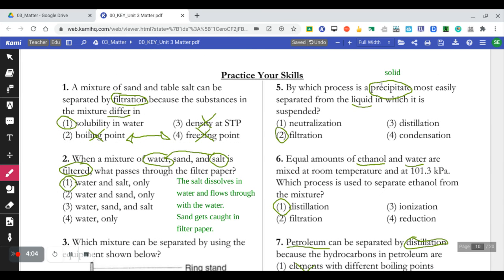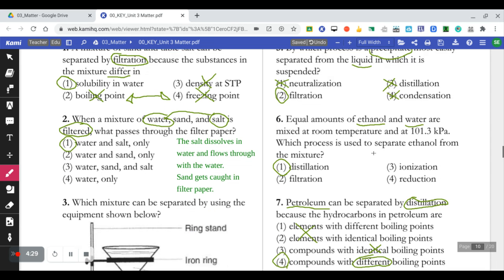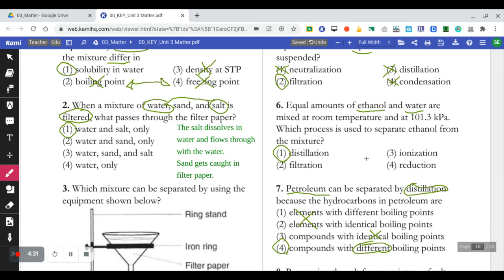5. By which process is a precipitate most easily separated from the liquid in which it is suspended? Precipitate is a word that we're going to talk a lot more about, but that means a solid. If you didn't know that, that might have been why this one was tricky. But we know that filtration separates solids from liquids. So we don't know neutralization. We know distillation, but that's not this description. And condensation is something totally different, which you should recognize as not being this.